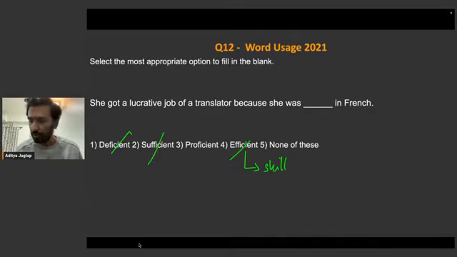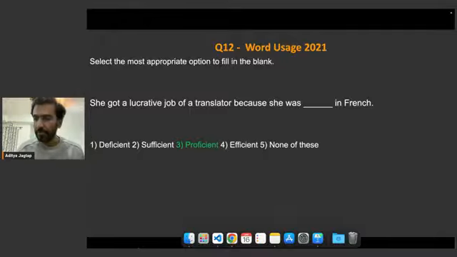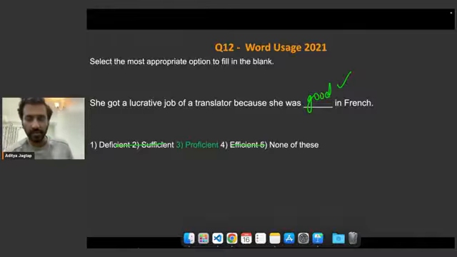Sufficient also is not the same as good, right? Sufficient would mean acceptable, not a compliment. So the job is also lucrative. So the right answer would be proficient. It doesn't take this much time, but again, I want to suggest a foolproof method of solving these questions, especially when they get hard. Three is the right answer here.